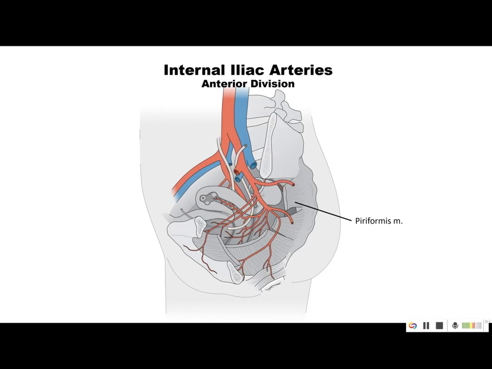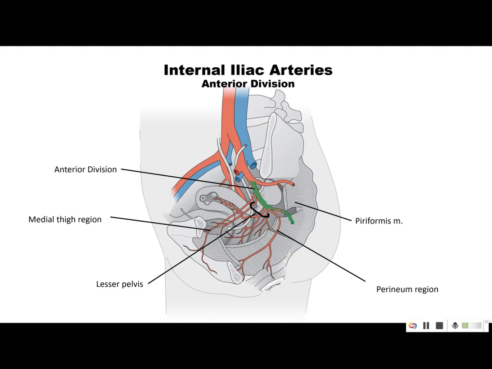The anterior division of the internal iliac artery supplies most of the visceral and musculoskeletal components of the lesser pelvis, such as the bladder, rectum, and the reproductive organs. The anterior division branches also supply the medial compartment of the thigh, the perineum, and some of the gluteal region. The arrangement of the visceral branches is variable.